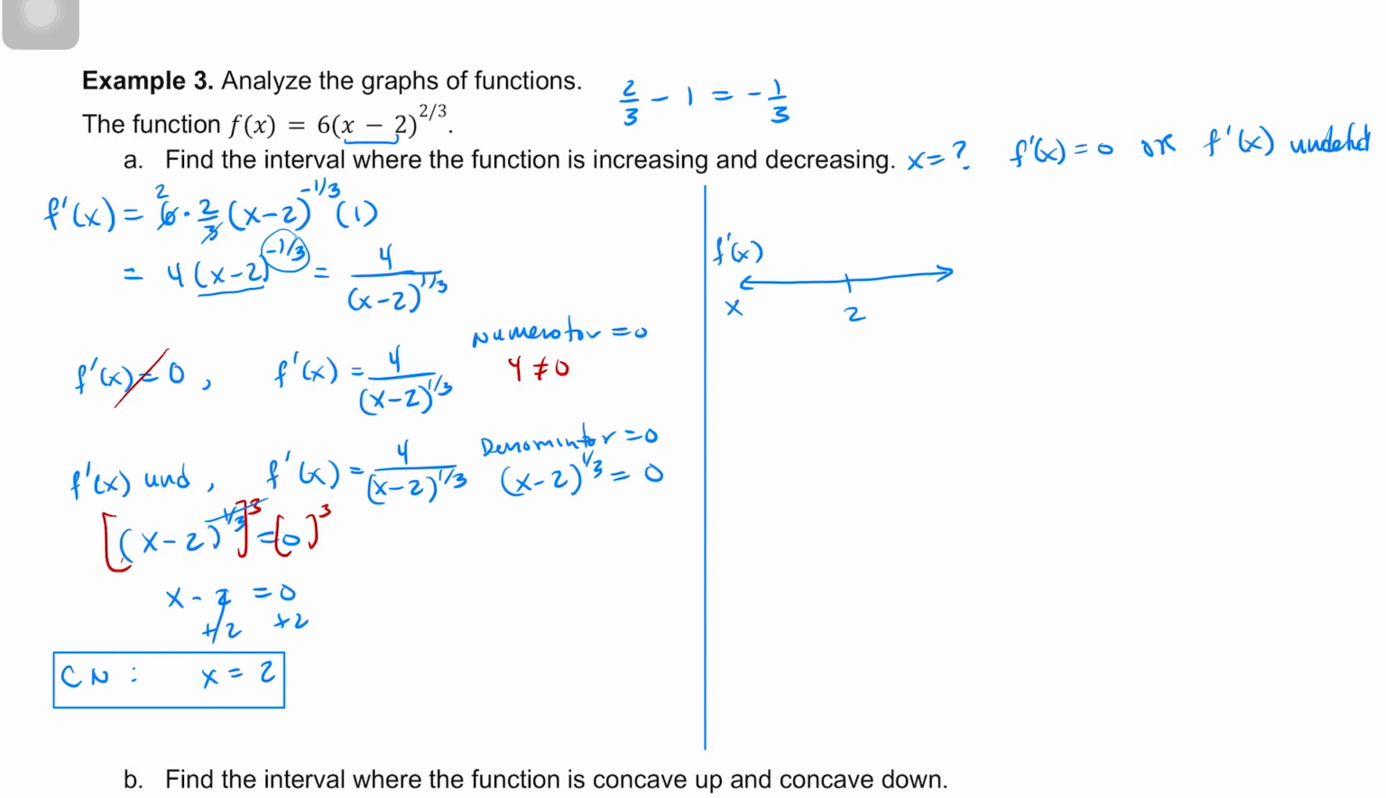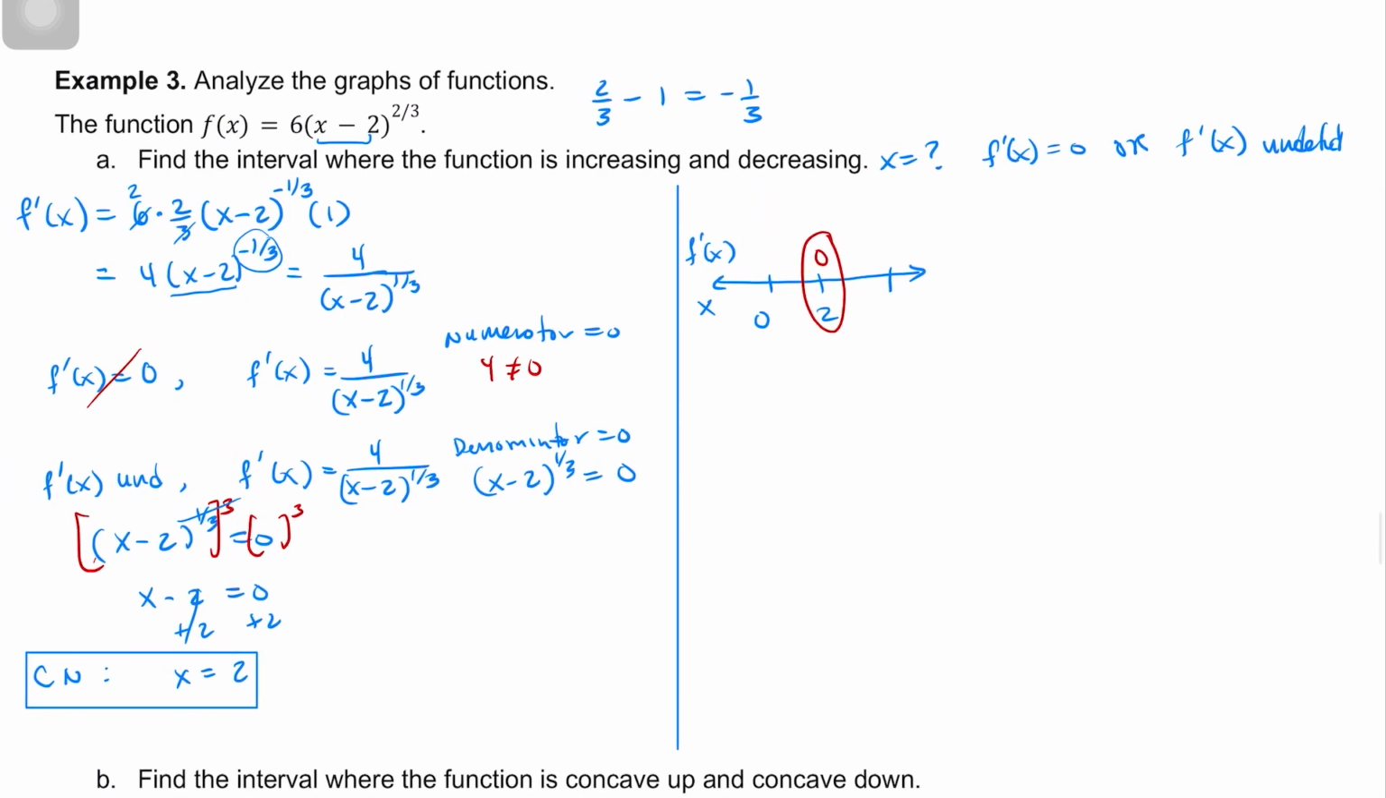So whenever x equals 2, the derivative will be 0. So let's circle that one. All we have to do is figure out what's happening on the left side of 2 and on the right side of 2. And of course, I always try to use 0 as much as I can, because it's always easy to compute with or work with.